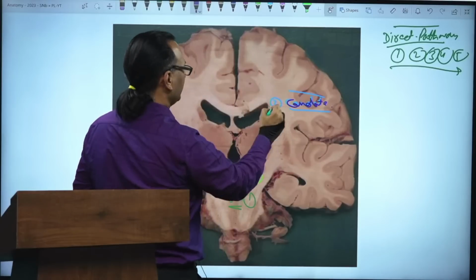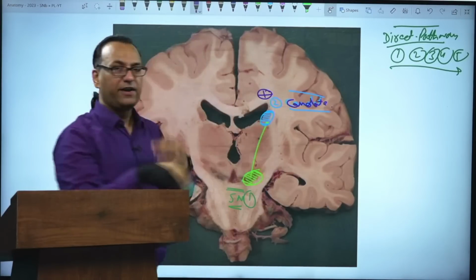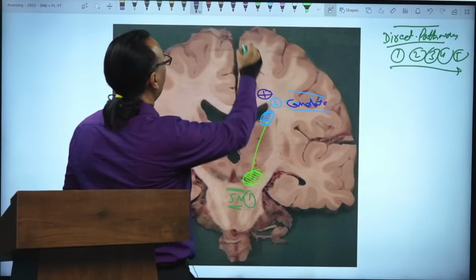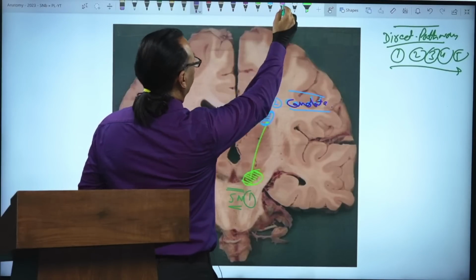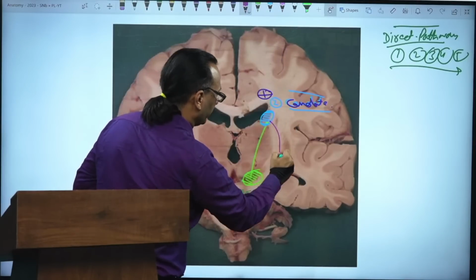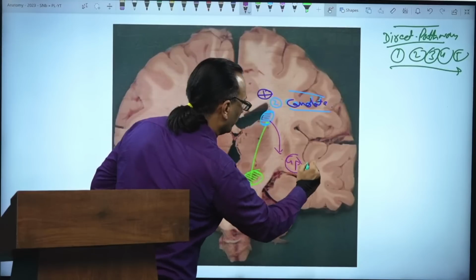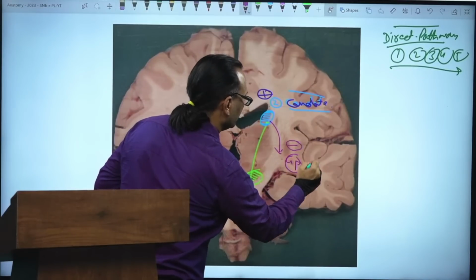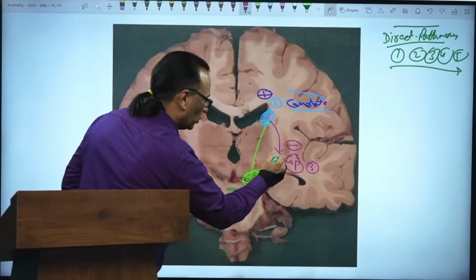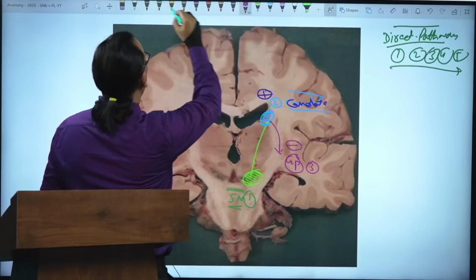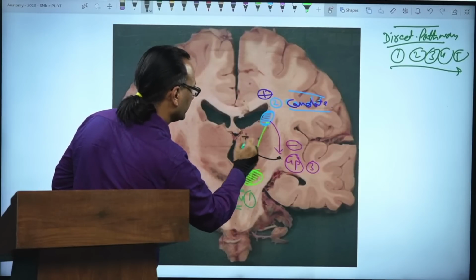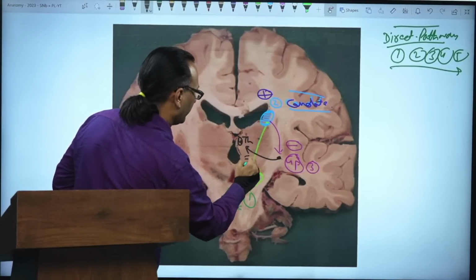Then this is positive. It is stimulatory. But then, as the caudate nucleus sends the information further, say it is sending it now to globus pallidus. Globus pallidus is the third one. This will be inhibitory. And then globus pallidus will send this information further to thalamus, which is number 4, which is again inhibitory.